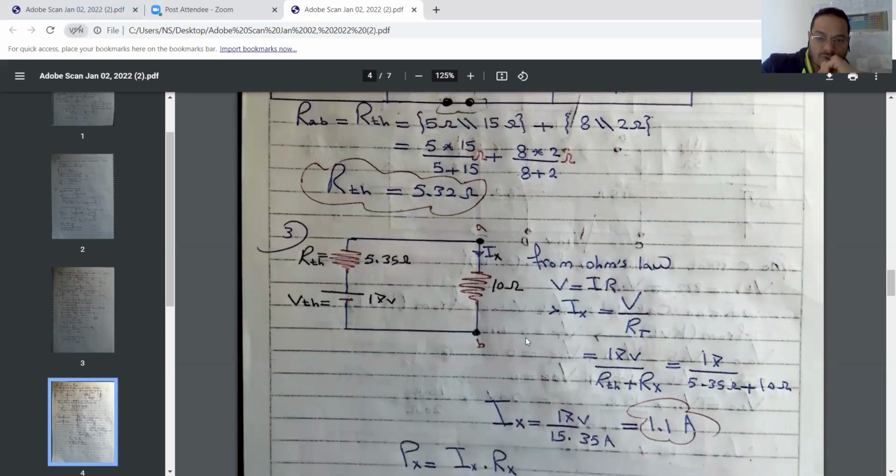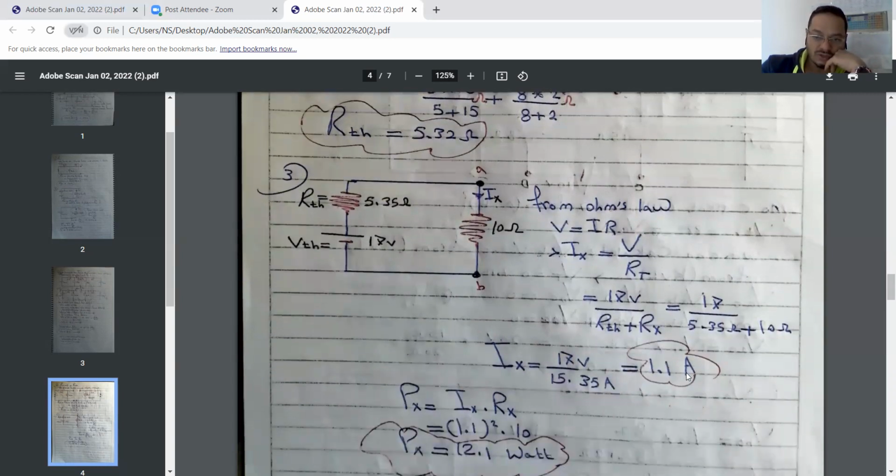Now from Ohm's law, V equals IR. Now let's try to calculate IX. IX equals Thevenin voltage divided by Thevenin resistance to be 1.1 ampere. Sorry, here not Thevenin, here R total. That means Thevenin resistance plus load resistance, the device. We want to calculate the current: 5.35 ohm plus 10 ohm, to be the result at last 1.1 ampere.